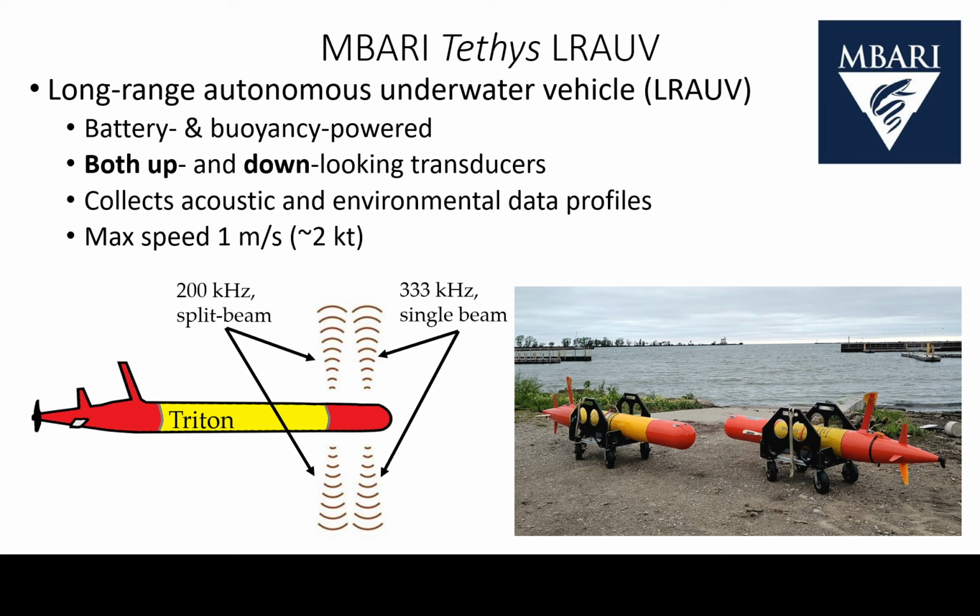You get 2 different kinds of frequencies, in this case, 200 kilohertz and 333 kilohertz. These are underwater drones, so rather than being at the surface of the water, you give it a certain depth to dive down to, and then it does the survey. The max speed of these drones is approximately 1 meter per second. And then as these drones go through the water column and they go back up to the surface to receive information from the satellites and transmit its location back, it collects environmental data profiles as it goes through the water column.